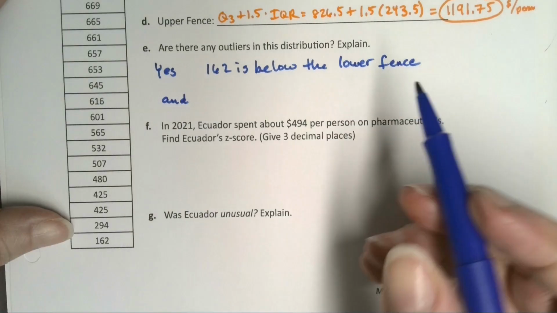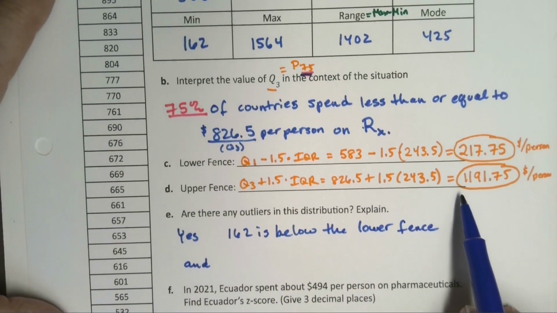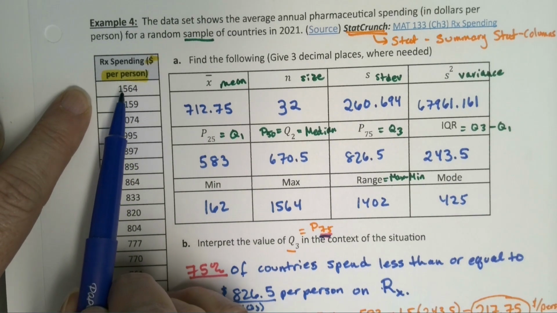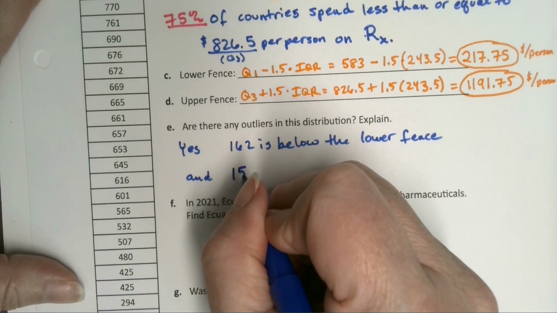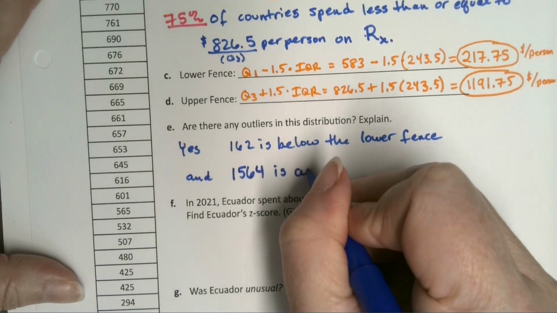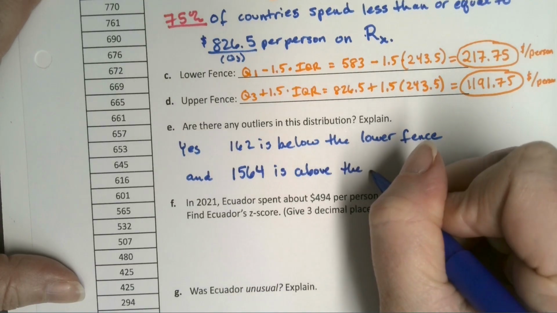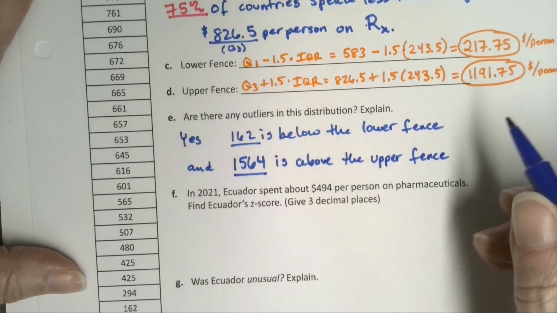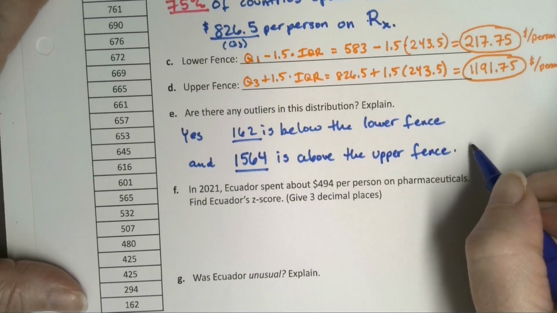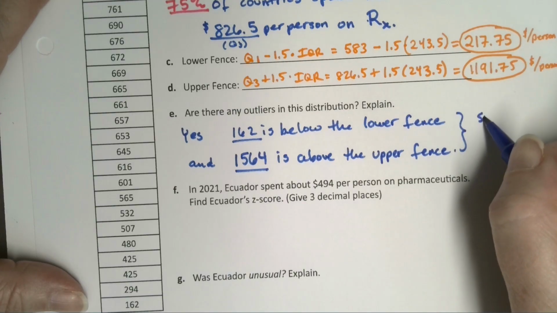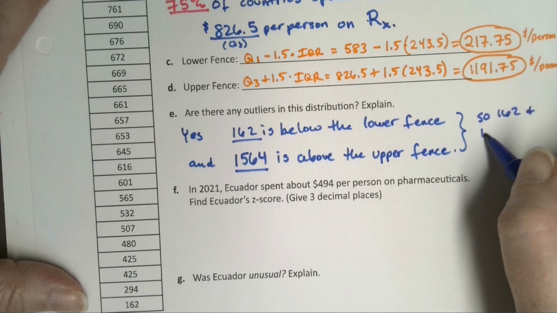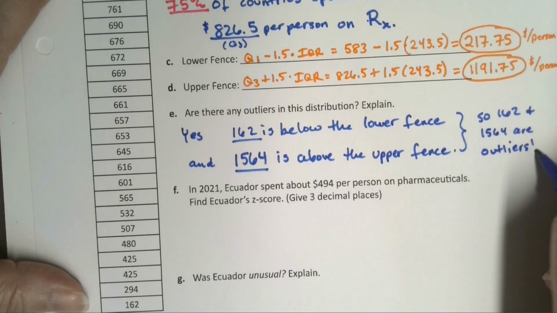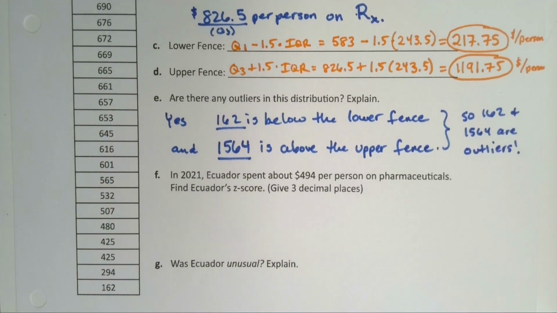And let's see, anything above 1191, which we have right here. So we have this outlier as well. So 1564 is above the upper fence. So both of those are outliers. Right? Anything below the lower fence or above the upper fence is an outlier.